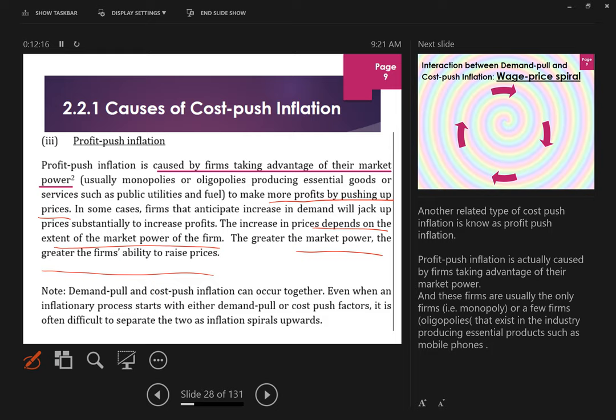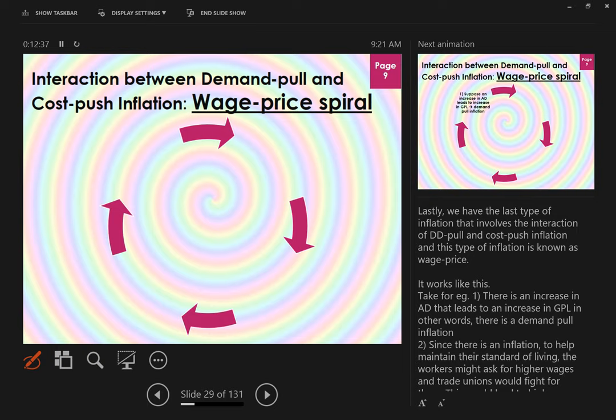We have talked about both demand pull and cost push inflation. Take note of this part here: we highlighted how demand pull and cost push inflation can occur together. What do I mean by that? The interaction between demand pull and cost push inflation will result in what we term as a wage price spiral. It can start off very easily. Let's say there's an increase in aggregate demand, which leads to an increase in your GPL, your general price level. This is the onset of what we term as demand pull inflation.